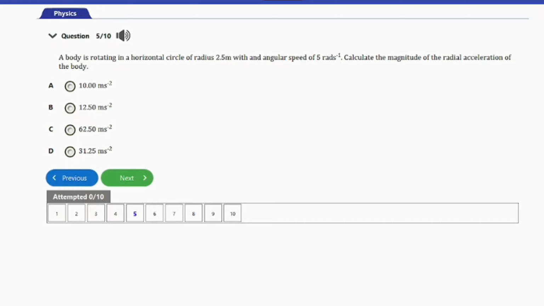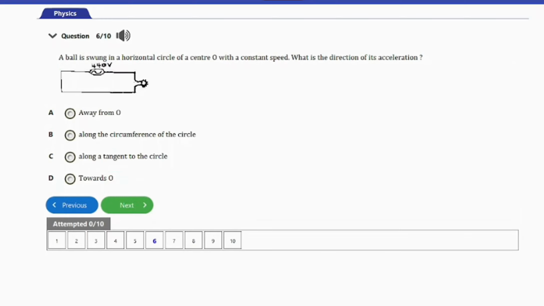Let's go ahead and consider the next question. The next question we have here is question number 6. It says, a ball swung in a horizontal circle of center O with a constant speed.